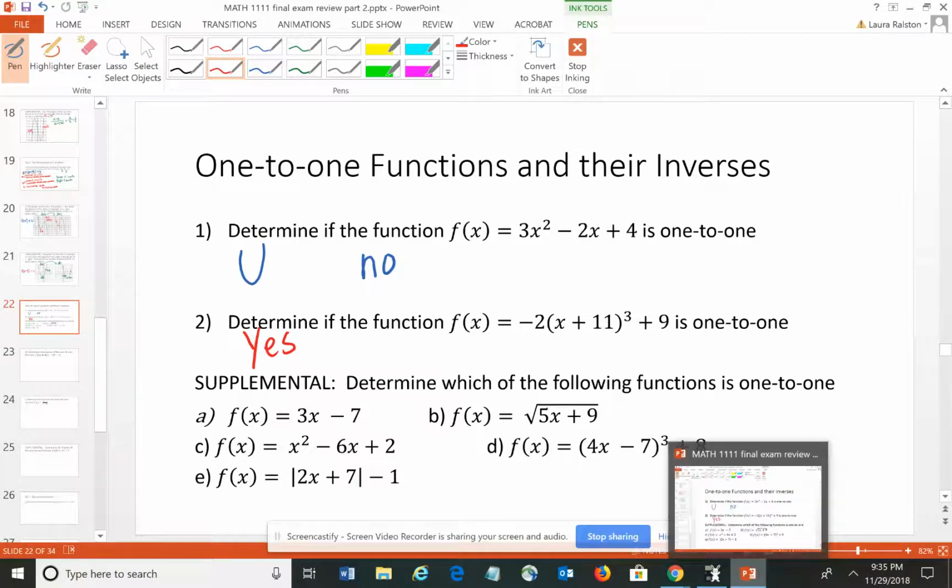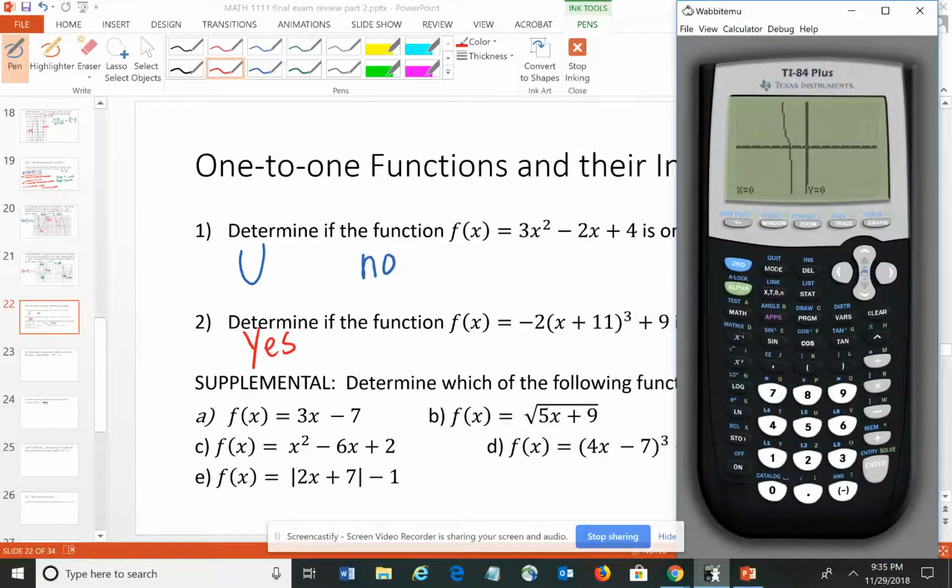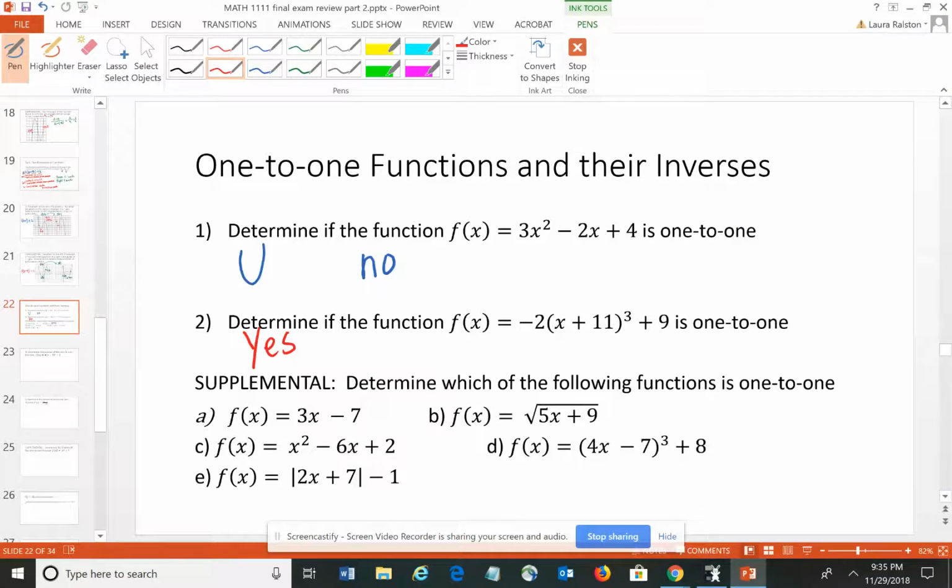Then you have the supplemental questions, and again, it's the same idea, guys. You want to just create the graph unless you kind of know what the equation is going to look like before you graph it. With letter A here, 3x minus 7, you might recognize that as a line, and pretty much any line is going to be one-to-one with the exception of a horizontal line. So letter A here, we would say yes, it is one-to-one.